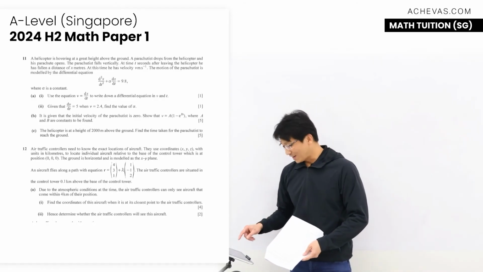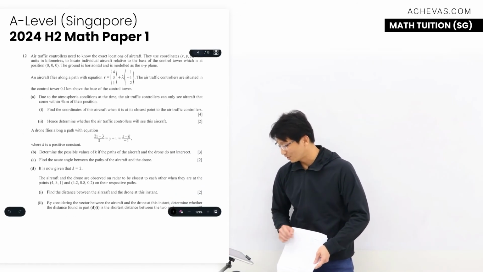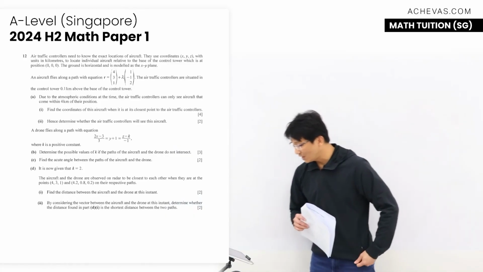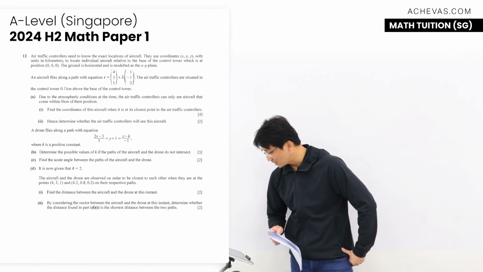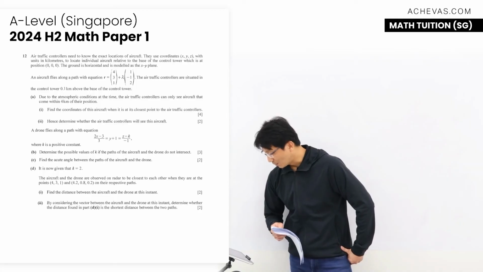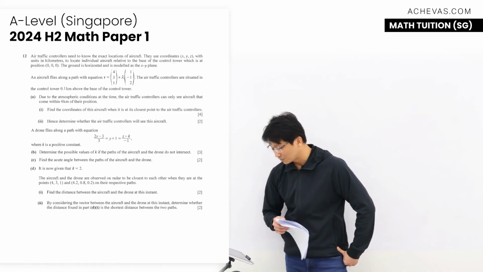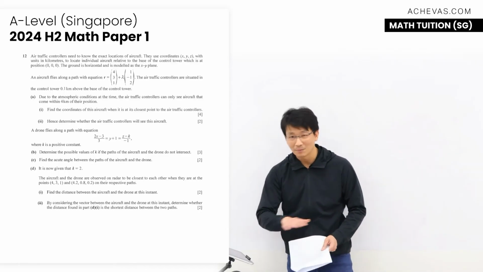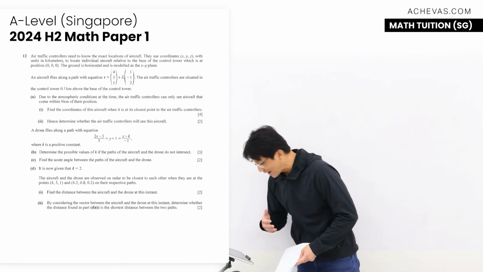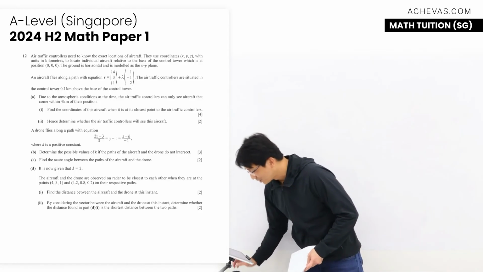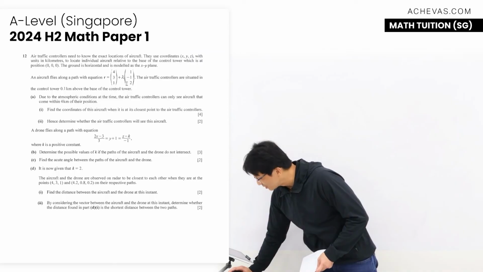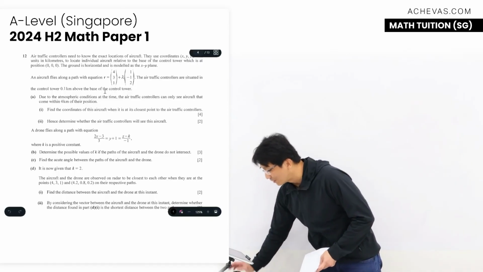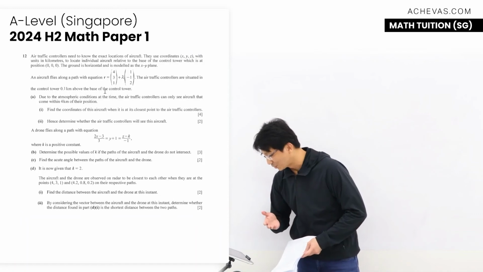Okay, so now let's take a look at the last question for paper 1, question number 12, which is on a vectors question. Okay, we have here this air traffic controller who needs to know the exact location of the aircraft. And the coordinates x, y, z are in terms of kilometers. Alright, and the base of the control tower is at the location of the origin 0, 0, 0. And the ground is horizontal as modeled by the xy plane. And this aircraft flies along a path given by the equation of the line. And this air traffic controller is situated at a location 0.1 above the base of the control tower.